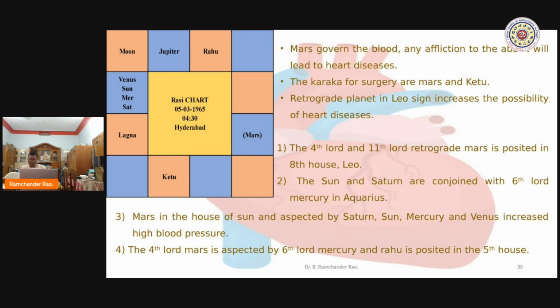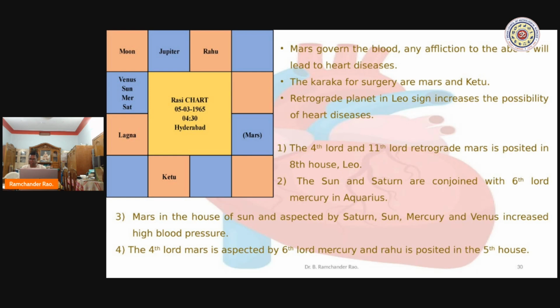The fourth lord and 11th lord, retrograde Mars, is posited in the 8th house, that is, in Leo. The Sun and Saturn are conjoined with the 6th lord Mercury in Aquarius. Sun and Saturn are posited in which house? In the 2nd house, that is, in Aquarius.